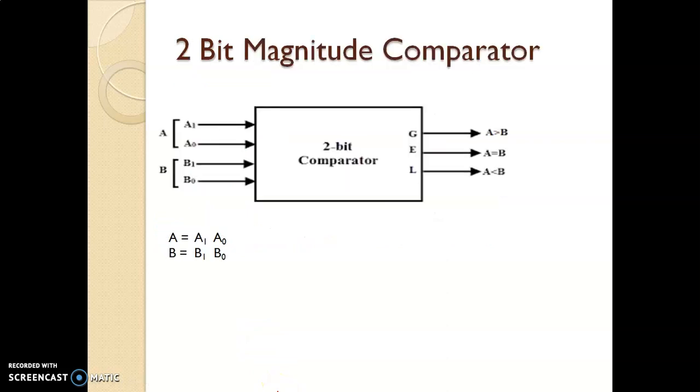This is a 2-bit magnitude comparator. So in the circuit, we'll be having 4 inputs. 4 inputs means that your number A will be having 2 bits, A0 and A1. Your second number B also will have 2 bits, B0 and B1.